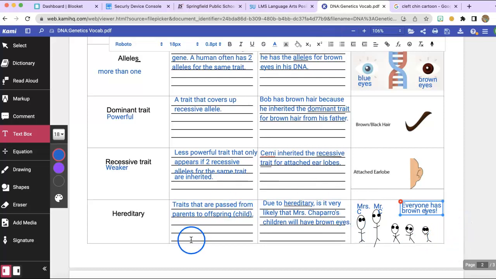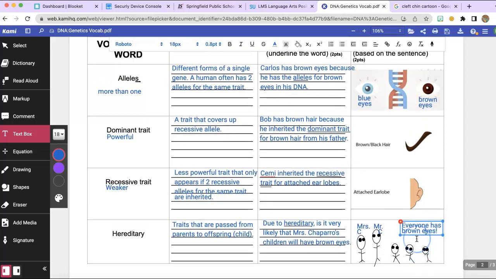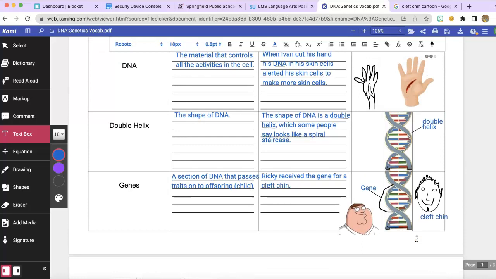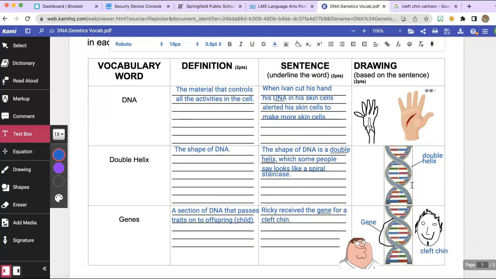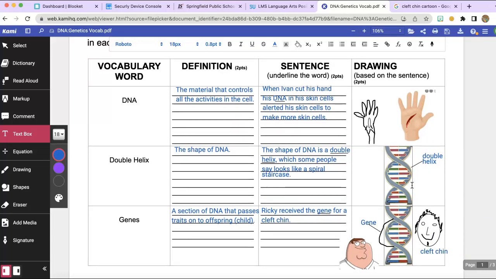So, science students, make sure you have your paper perfect. I am looking for capital letters. I'm looking for your vocab words to be underlined. I'm looking for the best drawings possible. I understand you're doing this based off what I've done, but I expect effort.